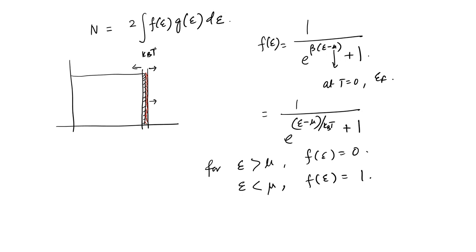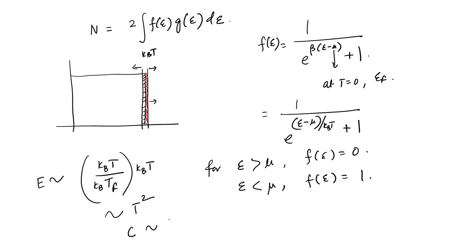So what is the fraction of these particles that are excited? It's kT by kT_F, okay, where T_F is the Fermi temperature. So each of these has an energy which is like kT, and that's why the energy goes as T squared, and so the specific heat would go as T. That's the relation that we are all aware of, okay.